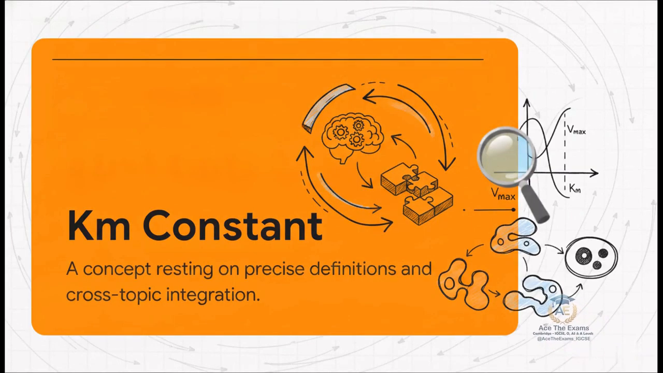To sidestep this trap entirely, we really have to understand the core principles. Take the Michaelis Menten constant, or Km. It isn't just a random number you cram into your head. It's a fundamental concept, and its theoretical architecture rests on precise definitions, causal relationships, and integration with other syllabus areas. The top-performing candidates exhibit a connected, conceptual understanding of Km that transfers perfectly to unfamiliar contexts. They don't just know the math, they know what the math actually means for the biological system.